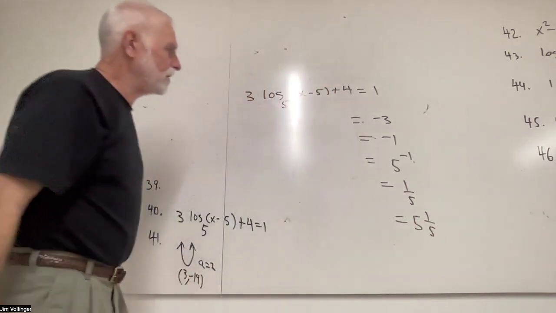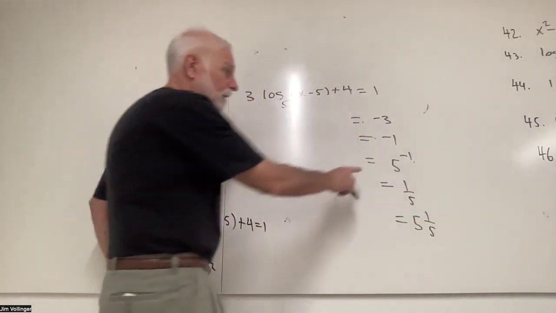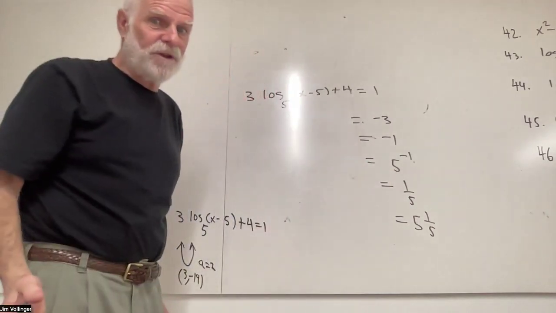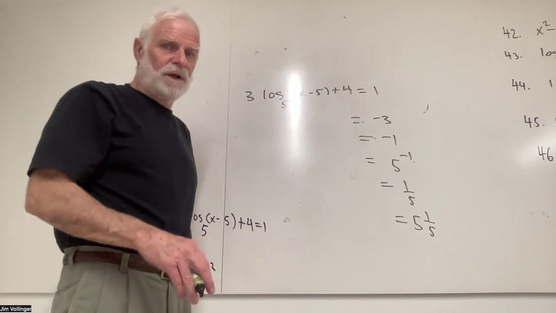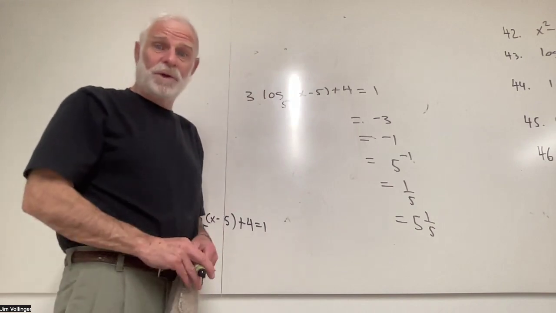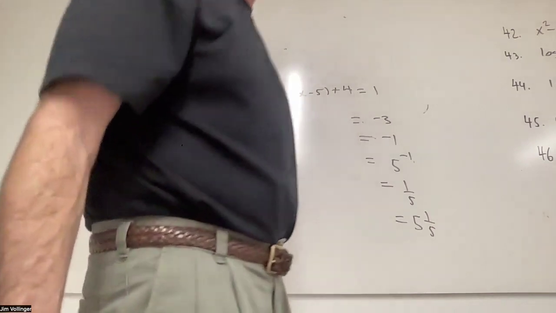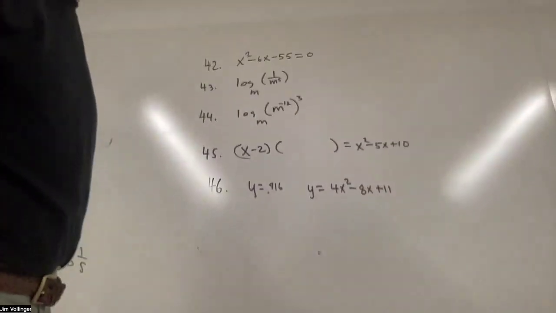All right. So the inverse of logging base 5 is exponentiating base 5. What's the inverse of exponentiating? Logging. What's the inverse of logging? Exponentiating. When do we use inverse operations? All the time. 90% of the equations we're going to solve this term, rough estimate, we're going to use inverse operations. So we want to get good at it.